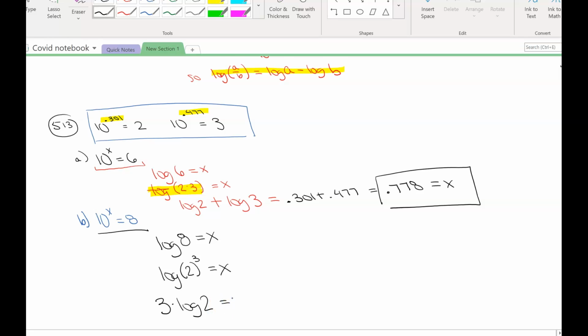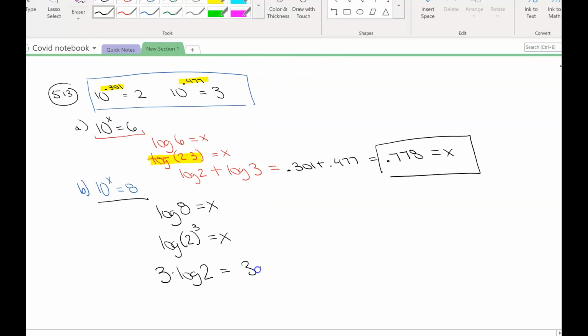Okay, but let's see. This is 3 times, once again, what is log base 10 of 2? What is the exponent that 10 is raised to get you to 2? 0.301. And at the end of the day, we have 0.903. That is the answer. That's the value of x. That is the power that 10 has to be raised to get you to 8.